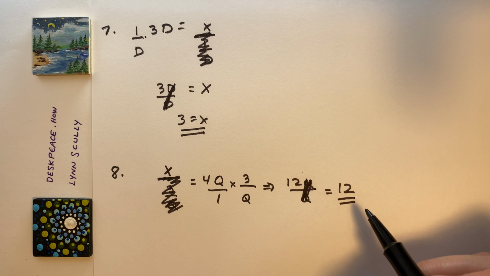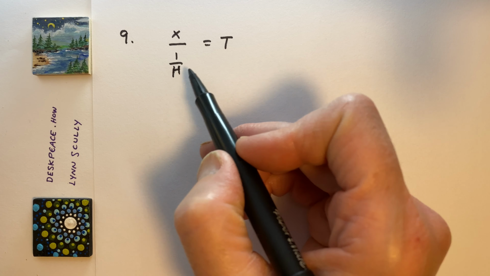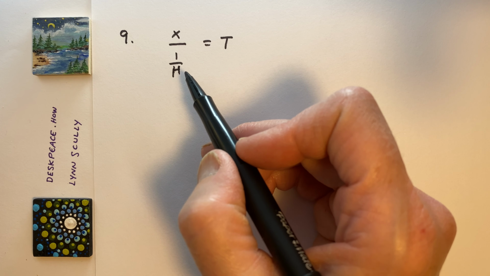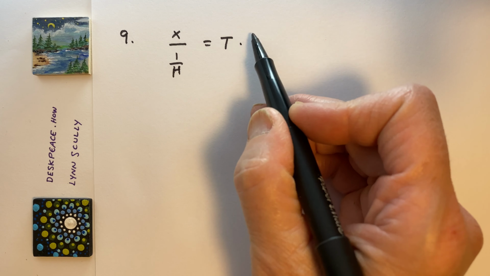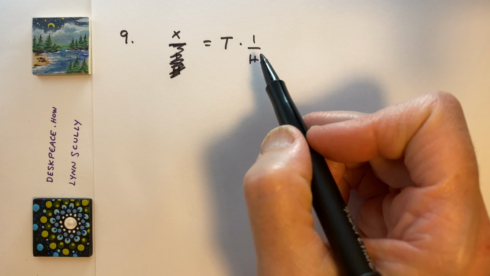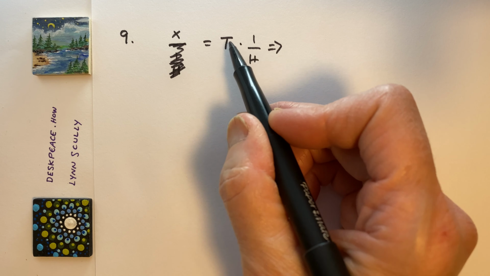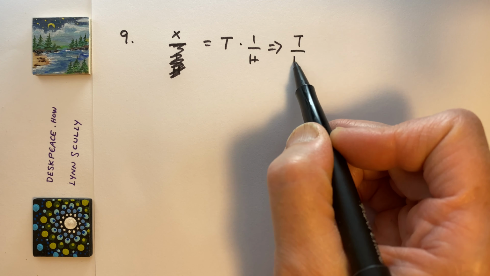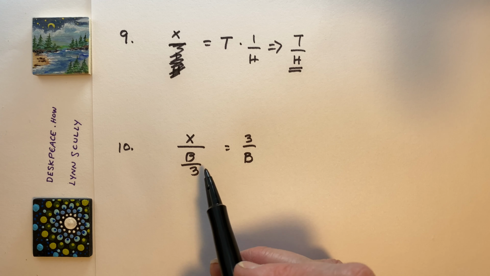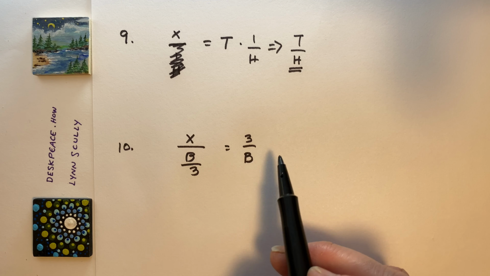x equals 12. Number 9, x all over 1 over h equals t. I want to get x alone. 1 over h is attached by division. Move it by multiplication to the other side of the equal sign. My x is alone. My final answer is t times 1, which is t over h. All done.